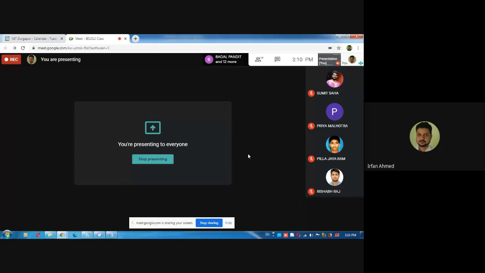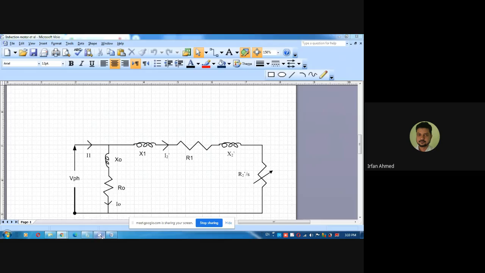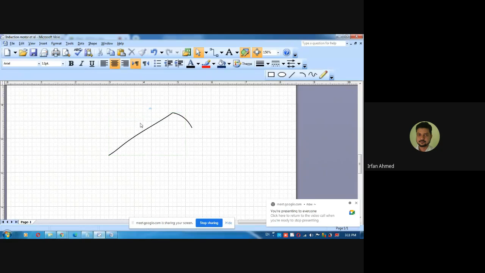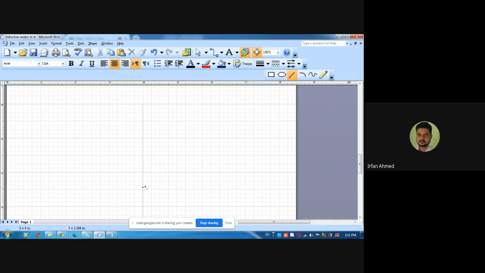In yesterday's class, we had derived the equations for the speed torque characteristics of an induction motor, and we had also drawn the speed torque characteristics. Today's class will be an extension of that, and today we will see the speed torque characteristics of induction motor under motoring as well as braking conditions.